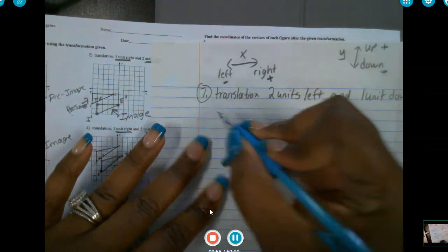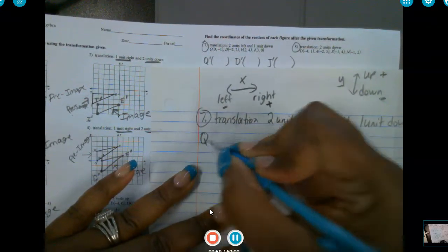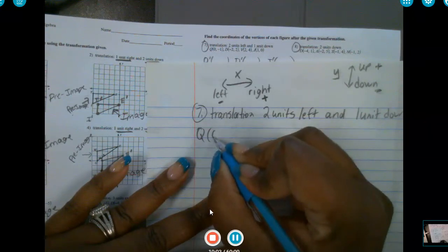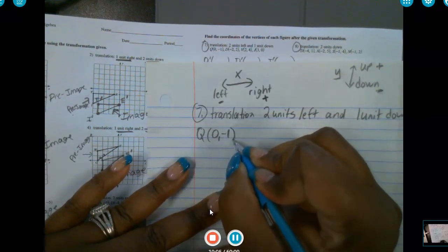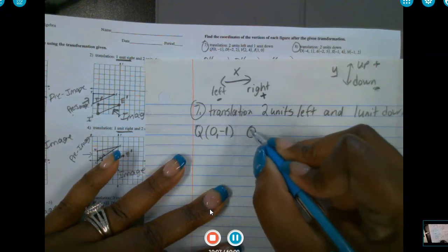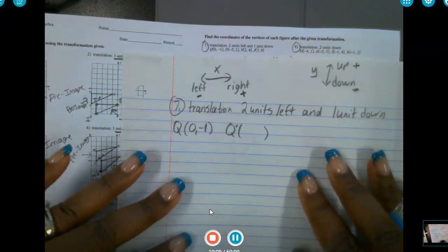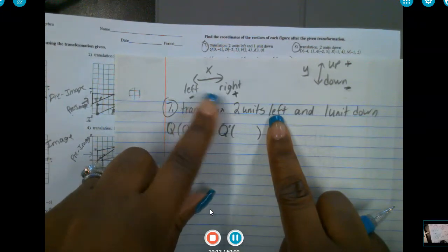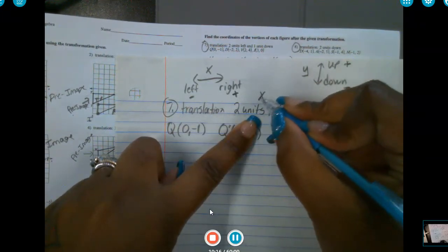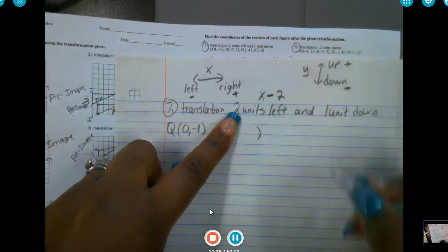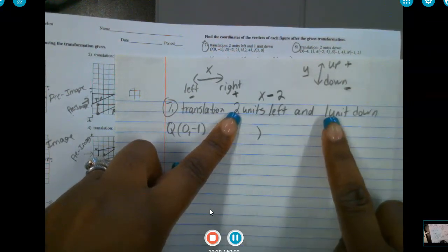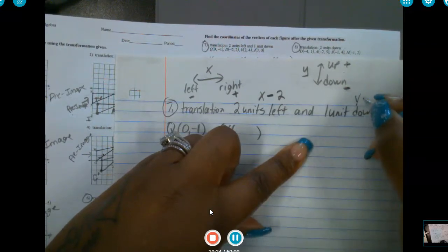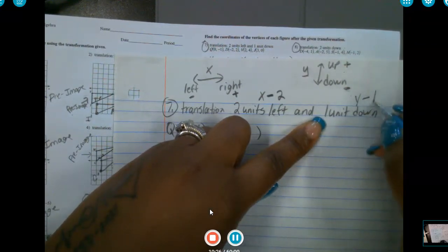The ordered pair for Q, where Q started, is 0, negative 1. You need to find the new location for Q. So what are you going to do? 2 units left. Left means you're going to minus. So this rule is going to be x minus 2. 1 unit down. Down is subtraction. So this is going to be y minus 1.